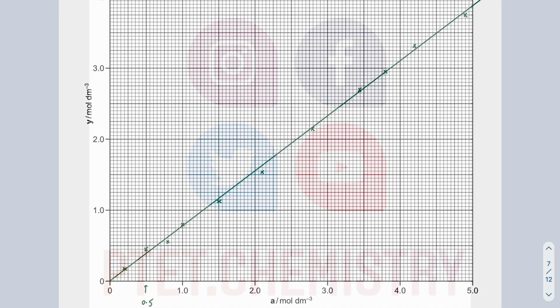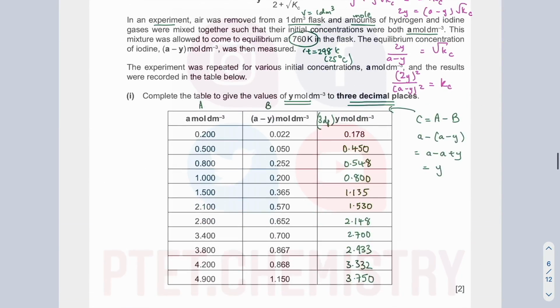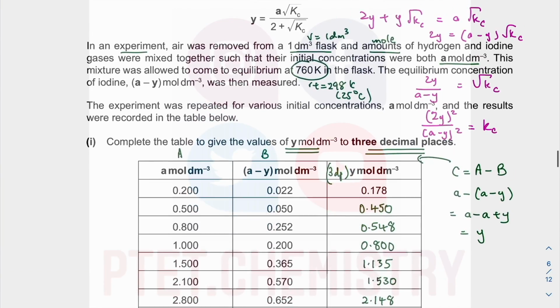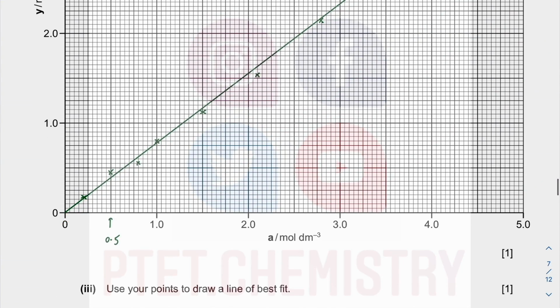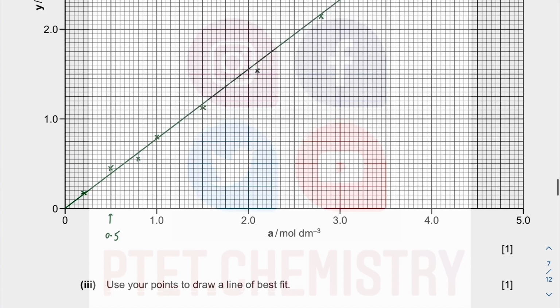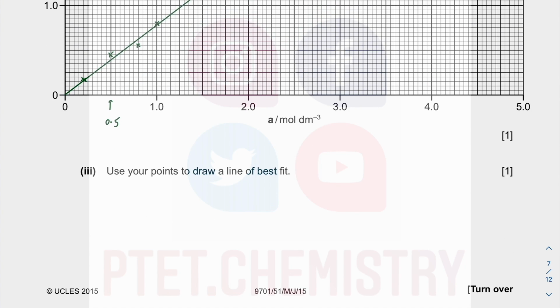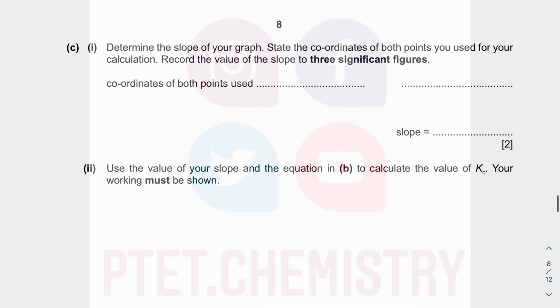Some of the points are going to deviate slightly, but when there is no A, and your A was your initial concentration, if you don't put anything in, how can you get anything out at all? So that's why I cut through 0, 0, but we don't put a cross there because it's not a point on the table. Okay, so draw a line of best fit, which I just did. Determine the slope of your gradient.